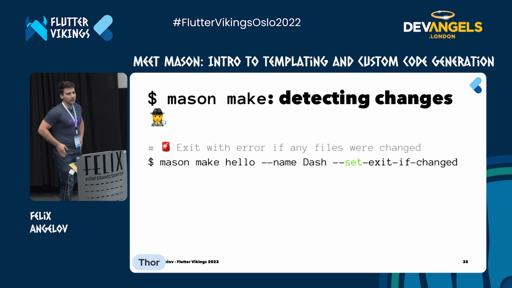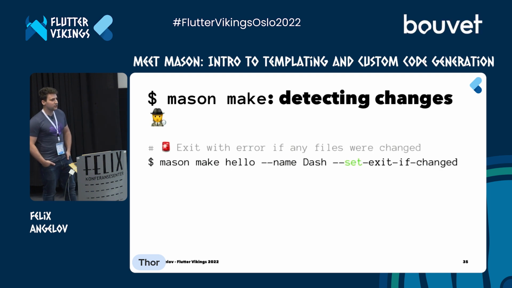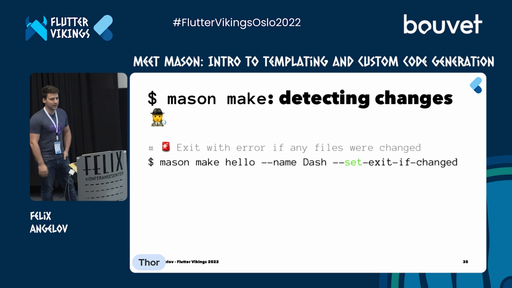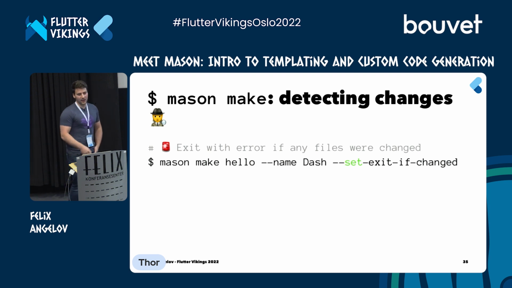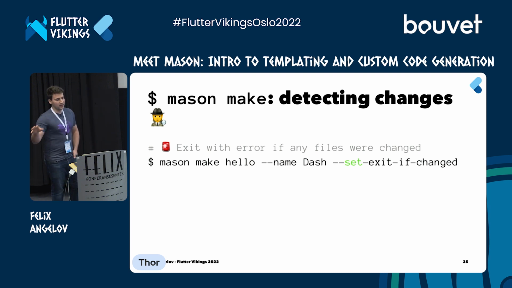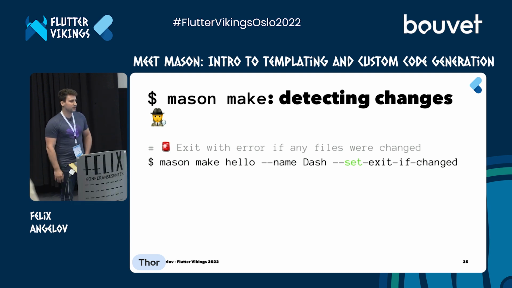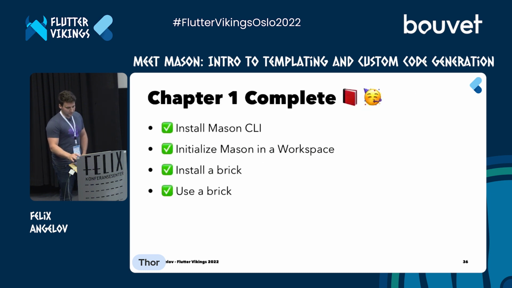Another cool thing that was somewhat newly introduced was detecting changes. So if you're running this in CI, maybe as a validation step to make sure no one forgot to generate code, you can specify the --set-exit-if-changed flag. And that will tell Mason, hey, run this, and then if there's any diff, as in a developer forgot to run this on their local machine before committing those changes, then fail with a non-zero exit code. So this is a really helpful check in your CI, for example, if you want to verify that code was generated before being committed. And that's all really there is to getting started with Mason.